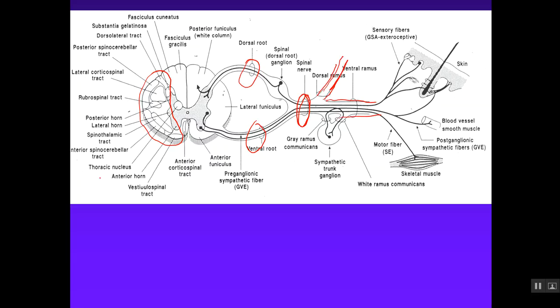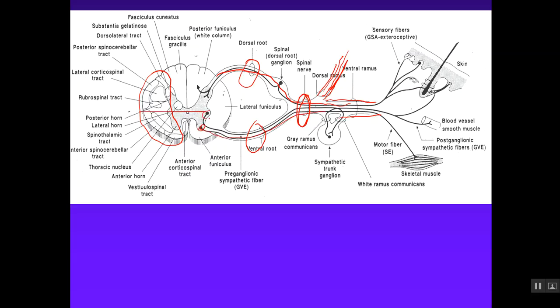And then you notice within that nerve there is sensory information coming in, and that's in both the dorsal ramus and ventral ramuses. There's sensory information coming in, and then there's motor information going out, which we're going to talk about today.